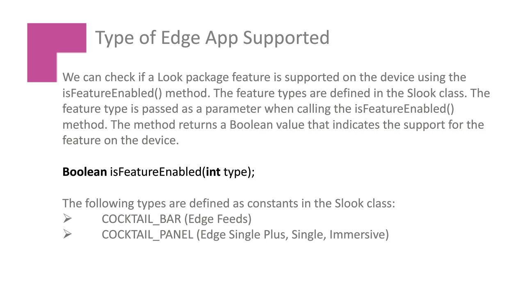Then there is an API known as isFeatureEnabled, and it takes an int type parameter, and that int type can be cocktail bar or cocktail panel. So cocktail bar is only used for Edge feeds. If you want to see whether the device supports Edge feeds or not, you will use this API isFeatureEnabled and pass the cocktail bar in it. If it returns true, that means it supports Edge feeds. If it returns false, then no Edge feeds. And cocktail panel is for all the remaining types of Edge application, that is Edge Single Plus, Single, and Immersive.